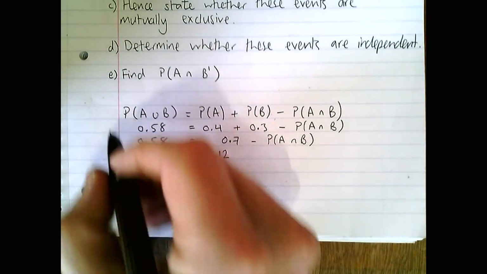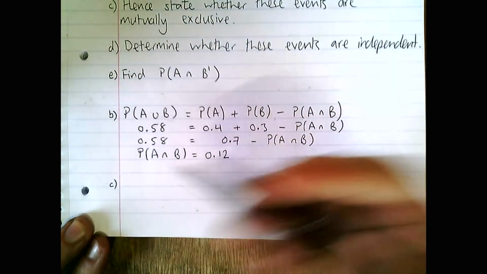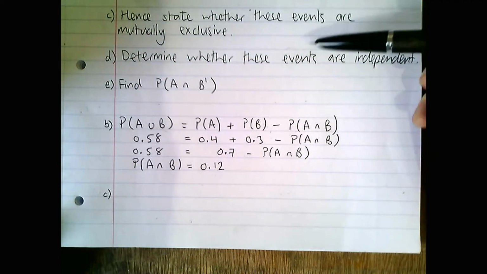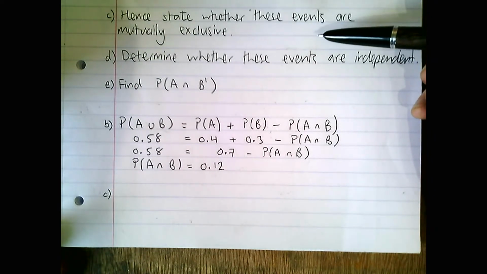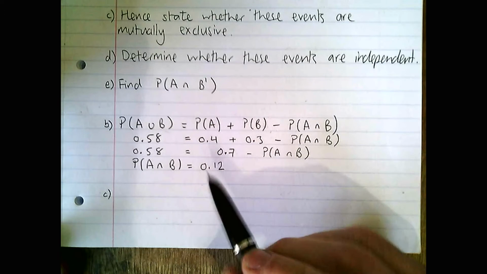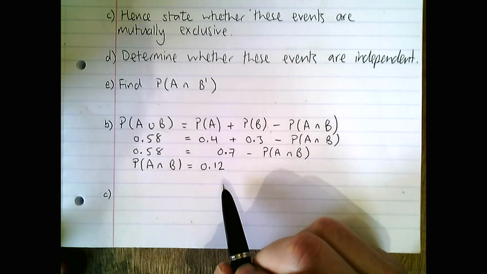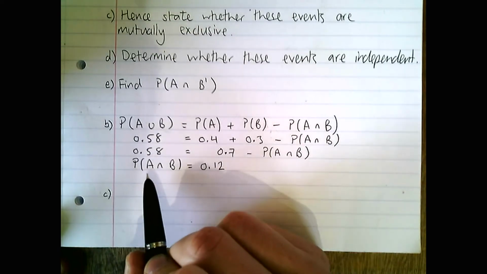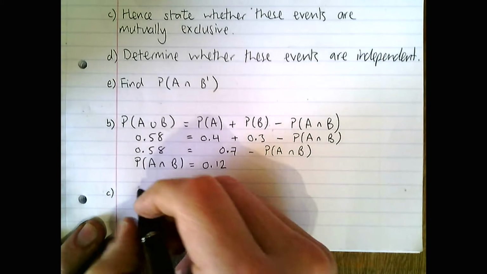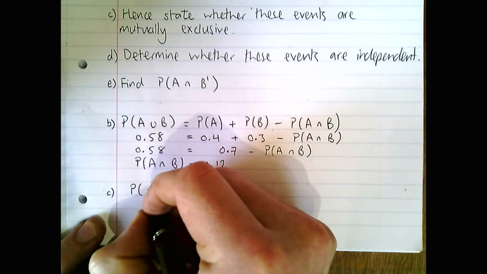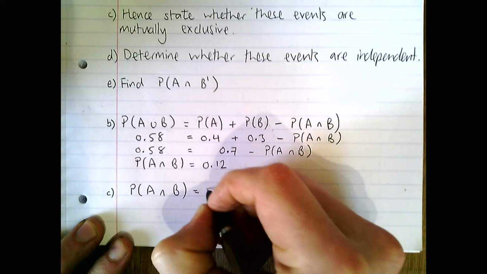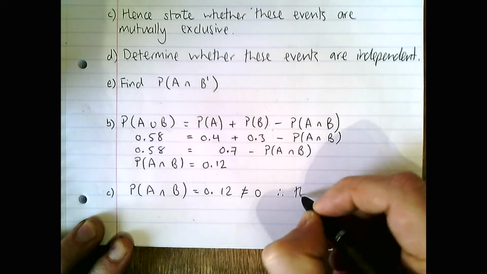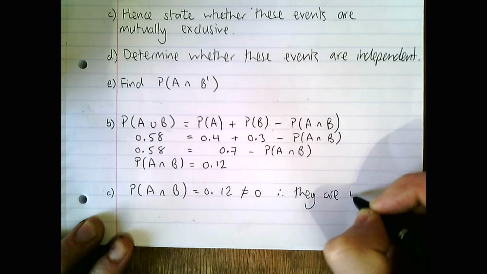So part C here says, hence state whether these events are mutually exclusive. Now we know that mutual exclusivity of events is all to do with the value of the intersection. So here the value of the intersection is 0.12, so that's not equal to 0. If two events are mutually exclusive, they cannot happen at the same time. Therefore, the intersection would have a probability of 0. So here, the probability of A intersection B is equal to 0.12, which is not equal to 0. Therefore, they are not mutually exclusive.